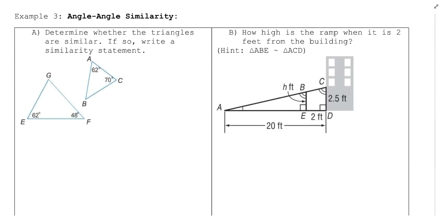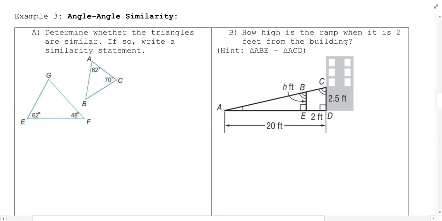And our last couple of examples are going to be with angle-angle similarity, where we have to prove or verify that two triangles are similar, and we'll have to do that by looking at whether they have at least two angles congruent. So determine whether the triangles are similar. If so, write a similarity statement.